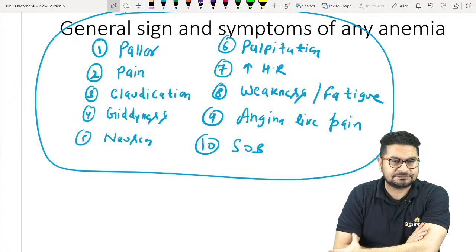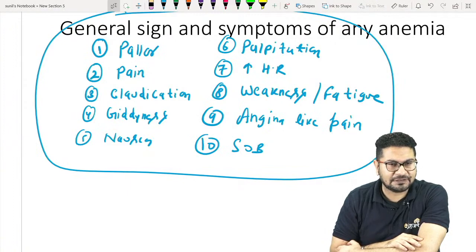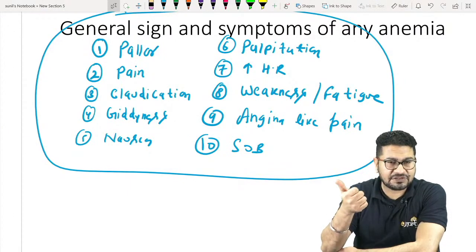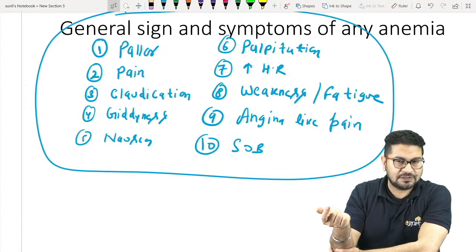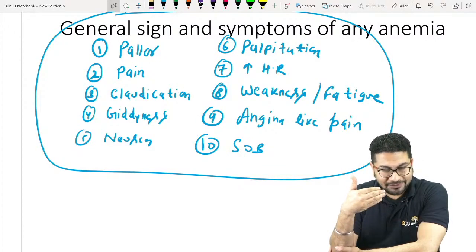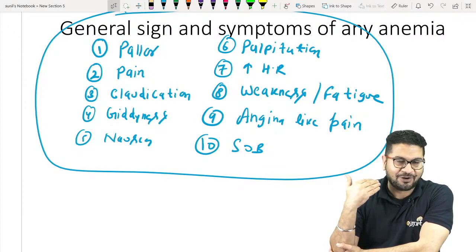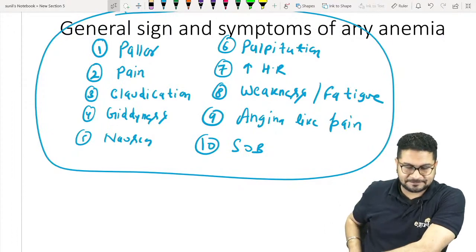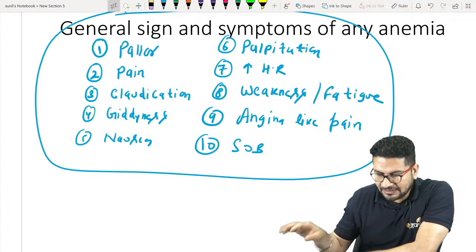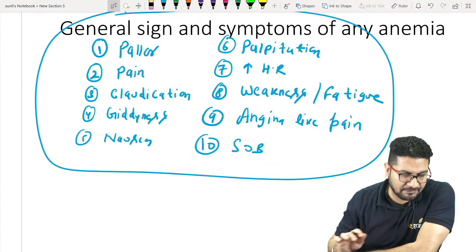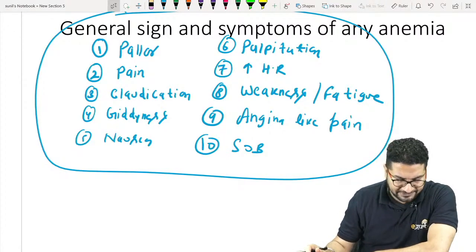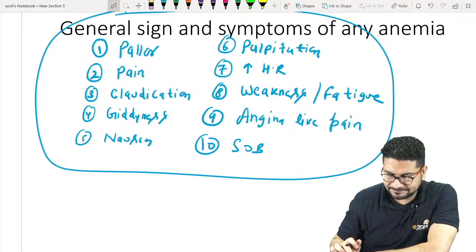Clear? So pallor, pain, claudication, nausea can be in B12 deficiency. It can also be in iron deficiency. For that, you need to listen to me the whole day, how we can approach a patient, that is important. So these are non-specific symptoms or general symptoms of any anemia.